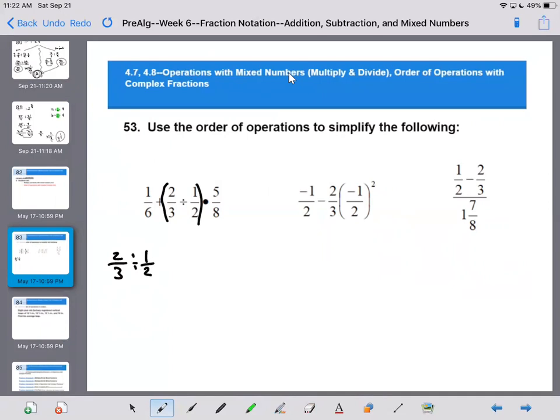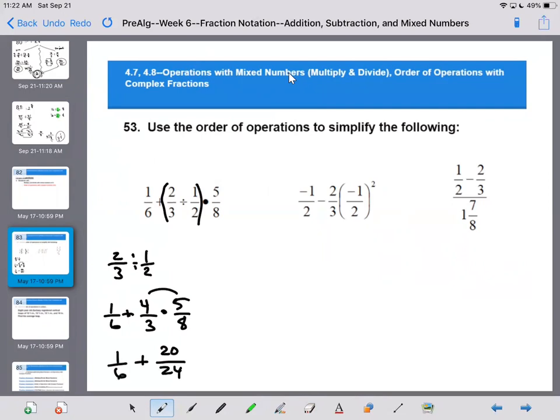So use your method, whatever works. And I'm going to get 4 thirds. So now I've got 1/6 plus 4 thirds multiplied by 5/8. Now I see addition and I see multiplication. Well, I need to do multiplication next. So that's going to be 20 24ths. And now I need to add 1/6 to it.